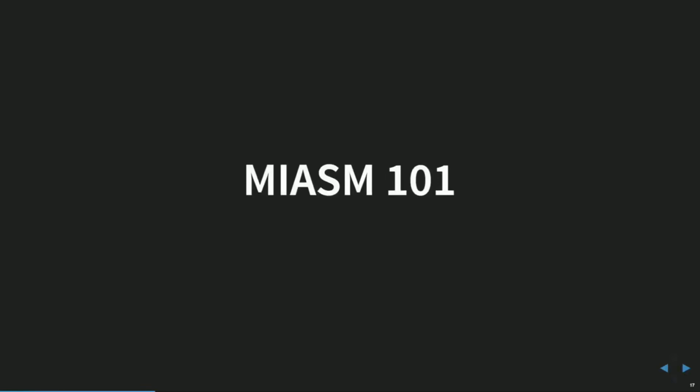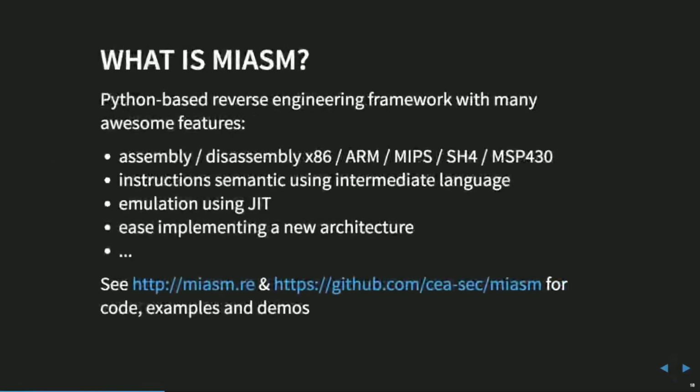So miasm is a quick tutorial. That's a Python-based reverse engineering framework with really a lot of cool features. You can assemble and disassemble, of course. You can express instruction semantics in order to emulate. And also, and for me that's the most interesting feature, you can really implement a new architecture. On their website, on the blog, and on the GitHub account of miasm, you can find more complete examples, because today will be a short introduction with silly binaries, just to give you an idea of what you can do with miasm. So please check the blog, they have really cool stuff there.